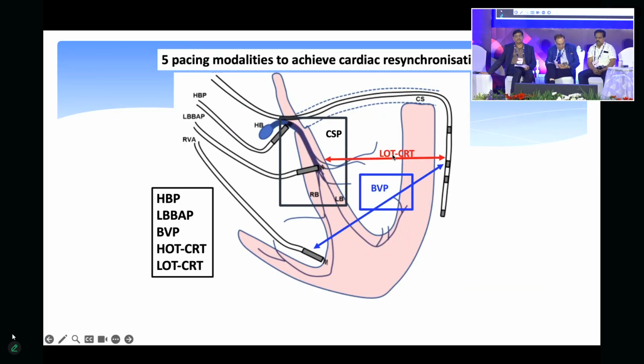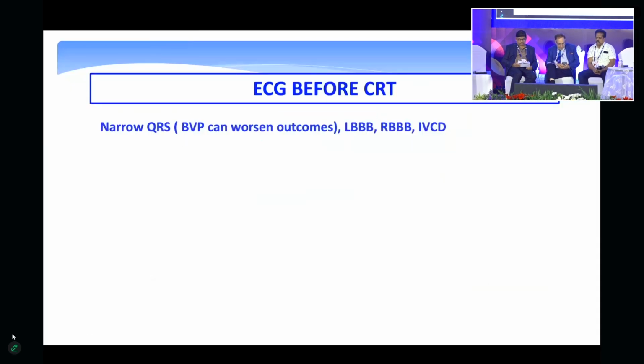And then we can combine any of them. We could combine His bundle pacing with posterolateral vein pacing, or we could combine left bundle pacing with posterolateral vein pacing. This is called His bundle optimized CRT or HOT CRT, and this is called left bundle optimized CRT or LOT CRT. And all of them will have different ECG morphologies.